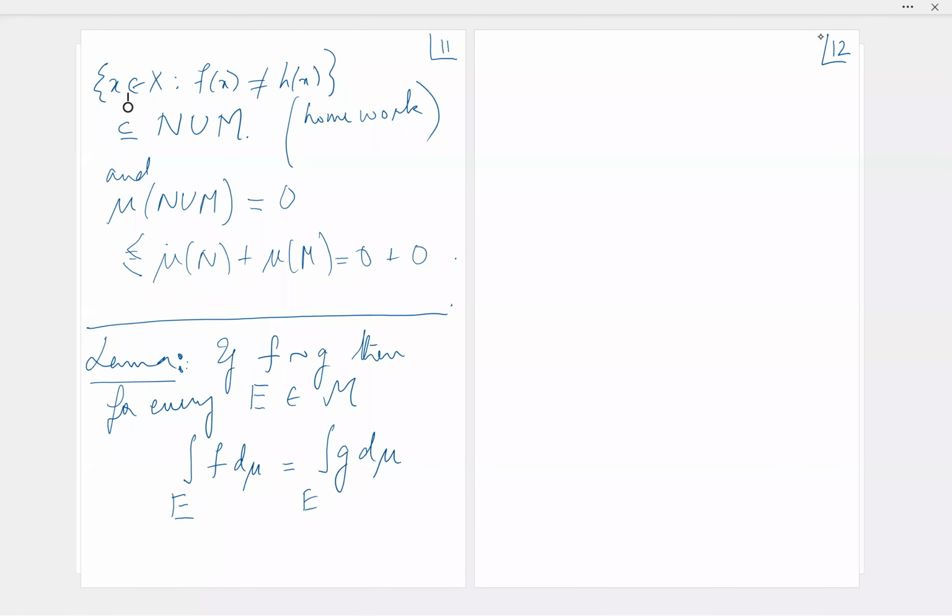Okay, anyway, let's prove it rigorously then, because this is really very important for us, that sets of measure zero have no contribution to make to the Lebesgue integral that we define. Okay, so let's prove this. Let N be the set where F and G are going to be different. And we know that mu of N has to be zero.